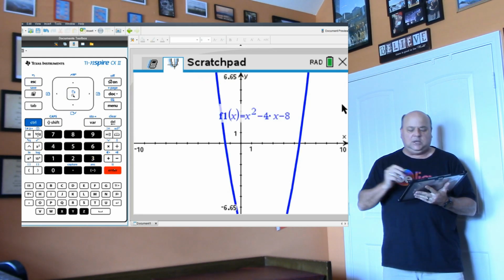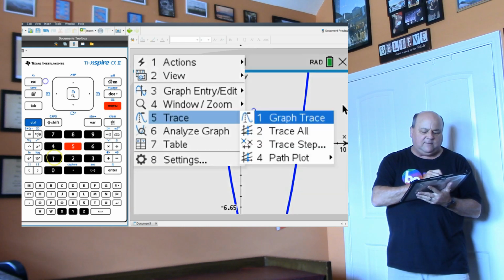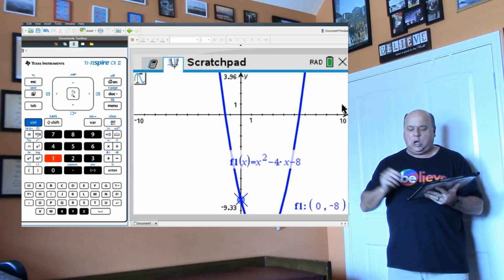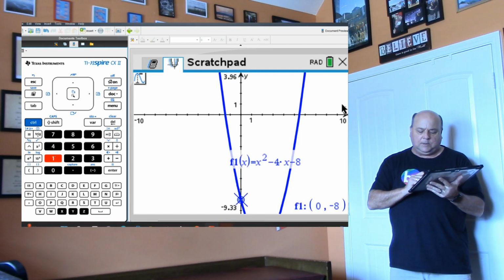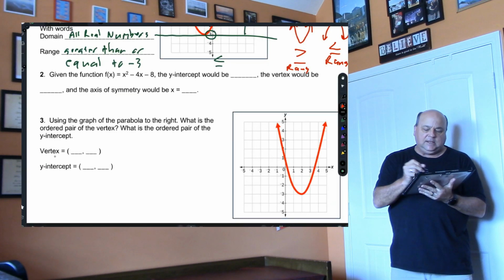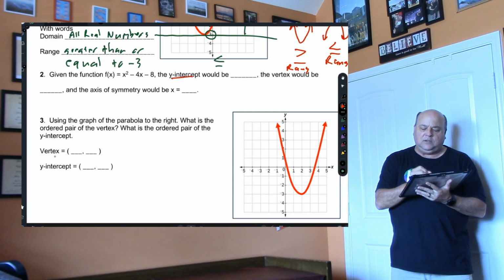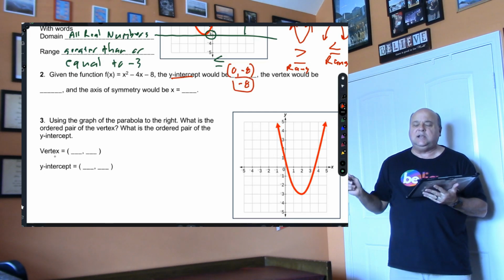And then I'm going to hit menu 5.1 to trace. Menu 5.1 will always start at the y-intercept, which is (0, -8). So I'm going to go back to my paper, and (0, -8) would be the y-intercept. That's the ordered pair. The y-intercept is actually just -8.